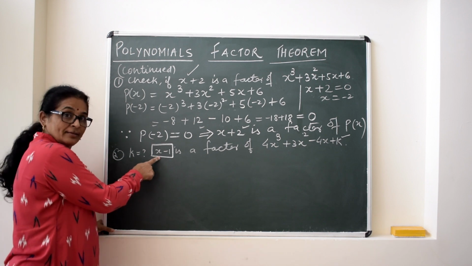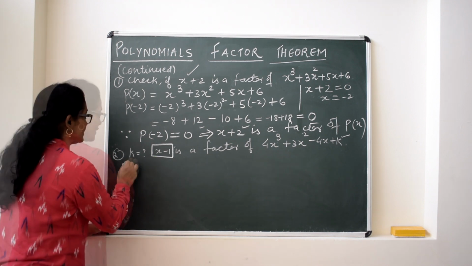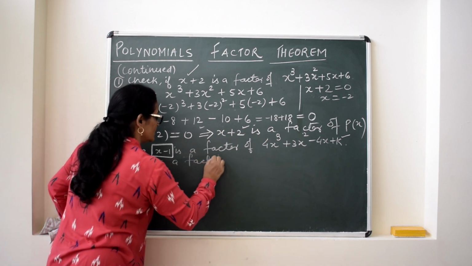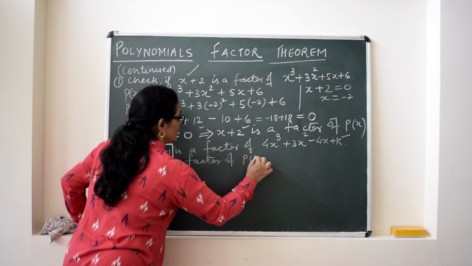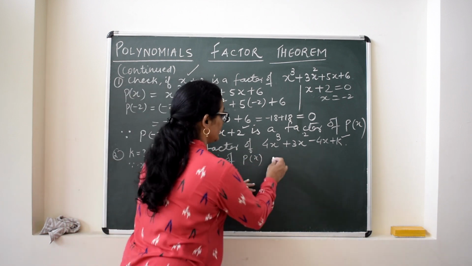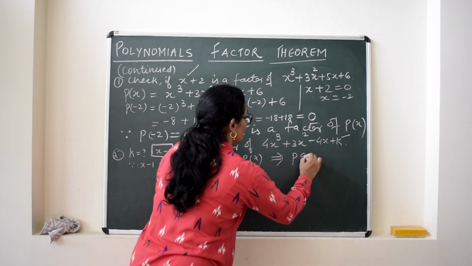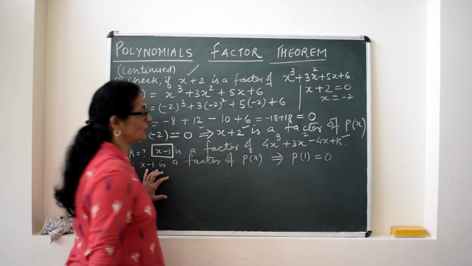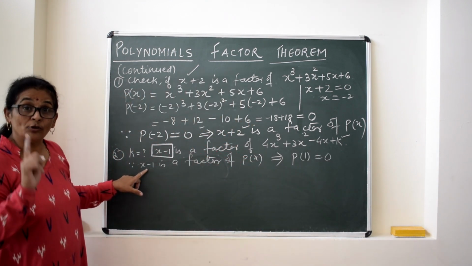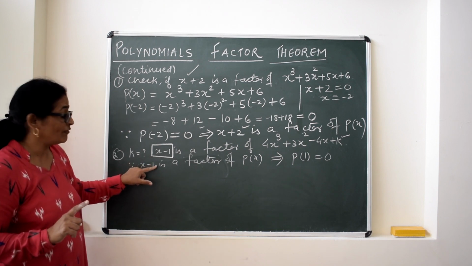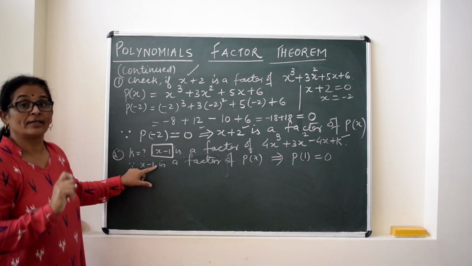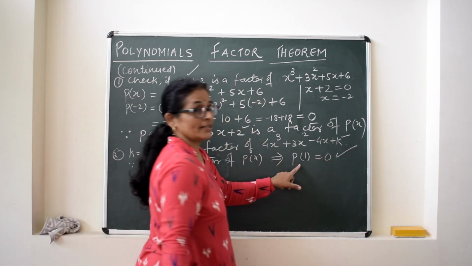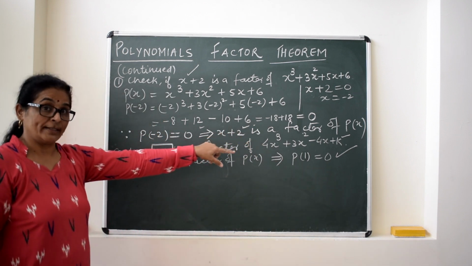So it is already given x minus 1 is a factor. So we will say since x minus 1 is a factor of p of x, where p of x is this given polynomial, this implies that p of a, so here a is 1, is equal to 0. How do you get this value of x? By equating this given factor with 0. So that is giving us the value of x. So what will we apply now? We will apply this, and that will give us the value of that unknown quantity k.